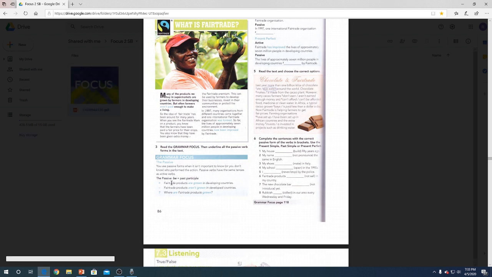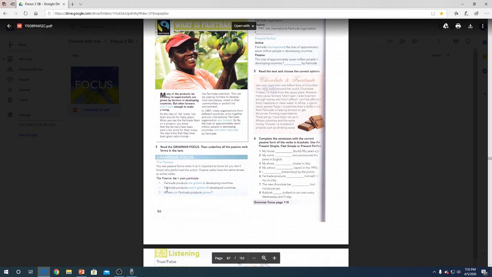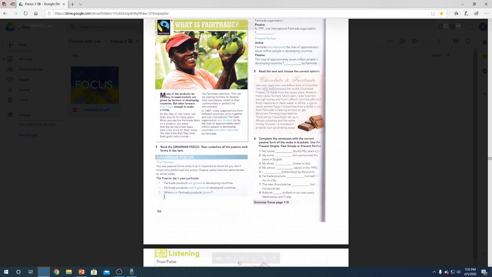Fair trade products are grown in developing countries. Fair trade products aren't grown in developed countries. Where are fair trade products grown?